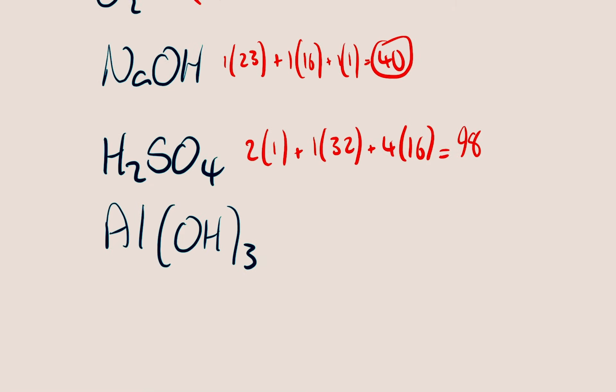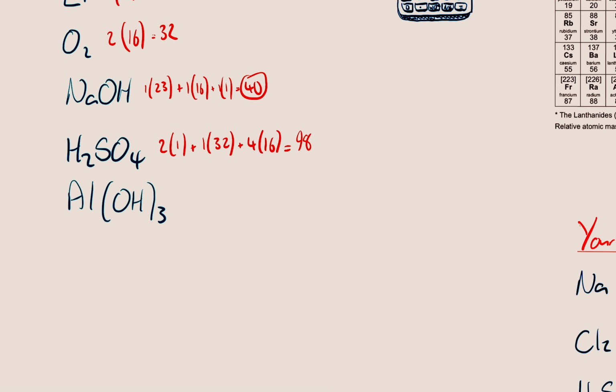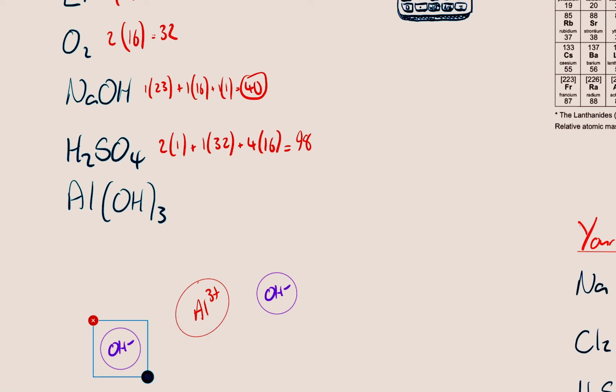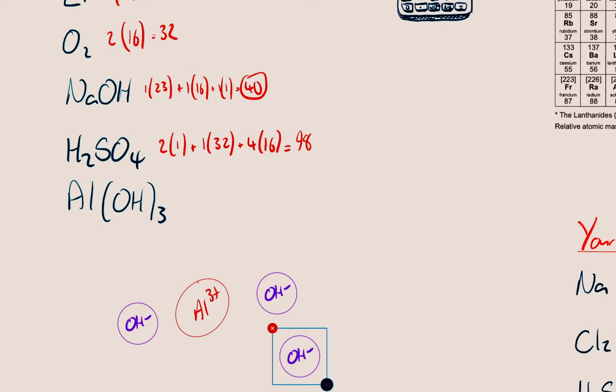Last one, aluminium hydroxide. So I'll quickly show what we mean by these brackets. So if we've got a molecule of aluminium here, this happens to be 3 plus, we won't worry too much about that, but that's going to be surrounded by this sort of ratio of OH minuses. So we've got 3 of these OH minuses for every one of the aluminiums, okay? So what this 3 does is it multiplies everything inside these brackets by 3, okay?